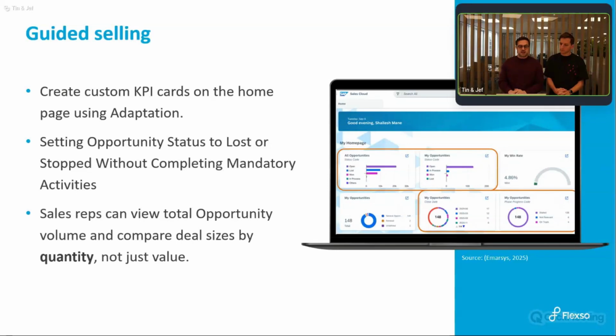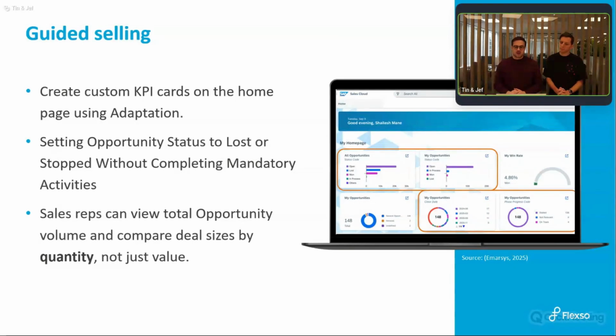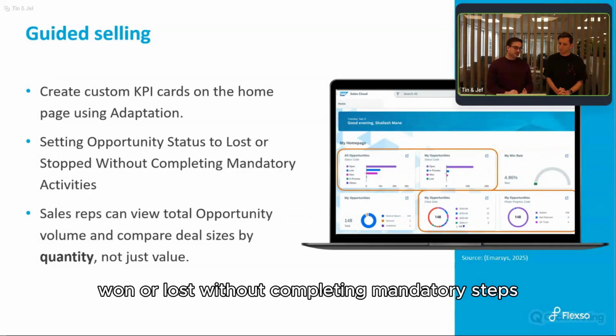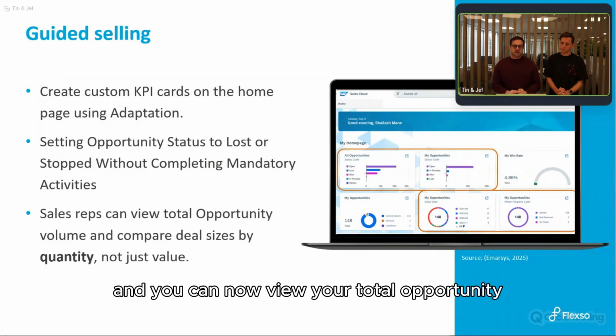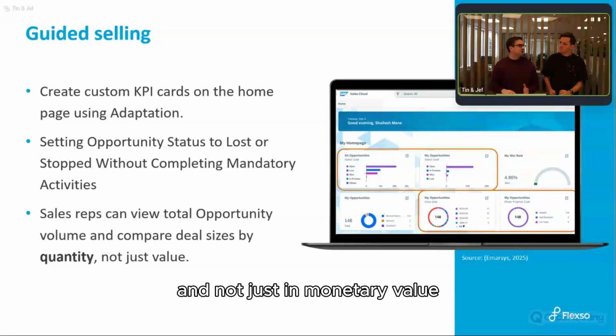Guided selling, custom KPI cards are now possible to be added to the homepage. You can set your opportunity to either won or lost without completing mandatory steps if it has been allowed by the administrator. And you can now view your total opportunity volume by comparing the sizes in terms of quantity and not just in monetary value.